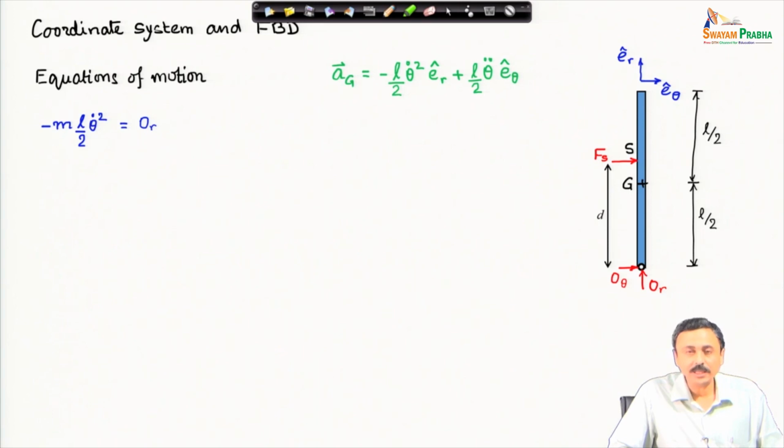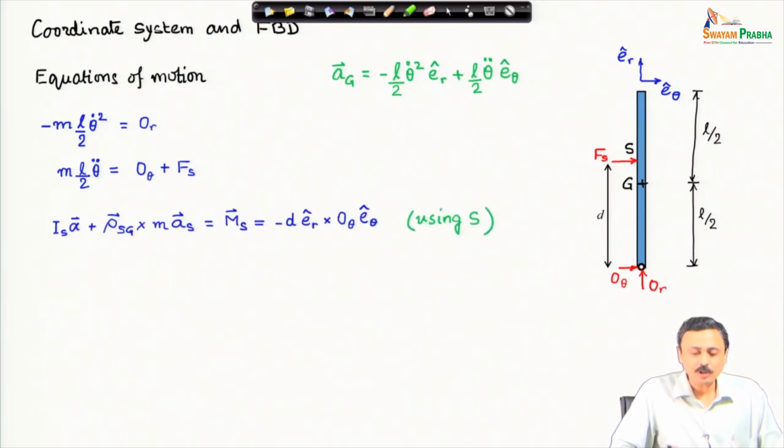I write down the E r component of the equation of motion. Mass times the acceleration in the E r cap direction is equal to the net force in the E r cap direction, which is O r. Similarly, in the E theta cap direction, mass times acceleration in the E theta cap direction must be equal to the net force in the E theta cap direction. We have F s, which is impulsive, and O theta.